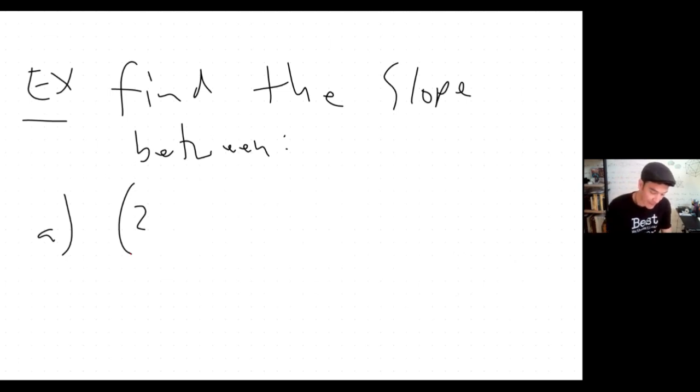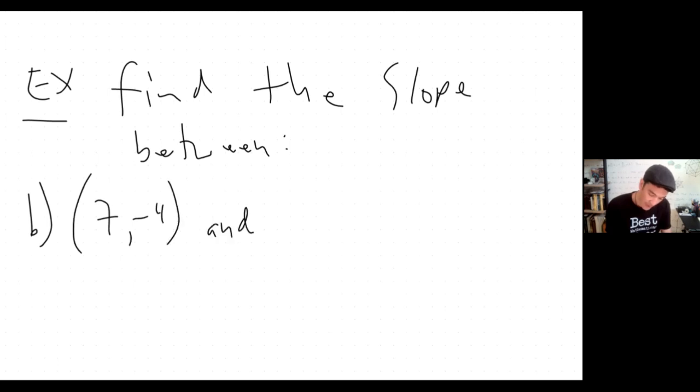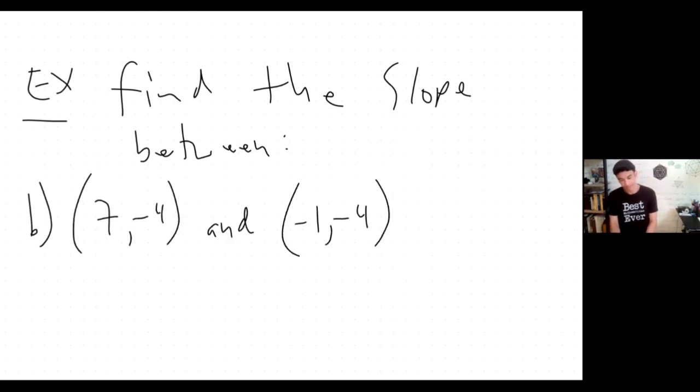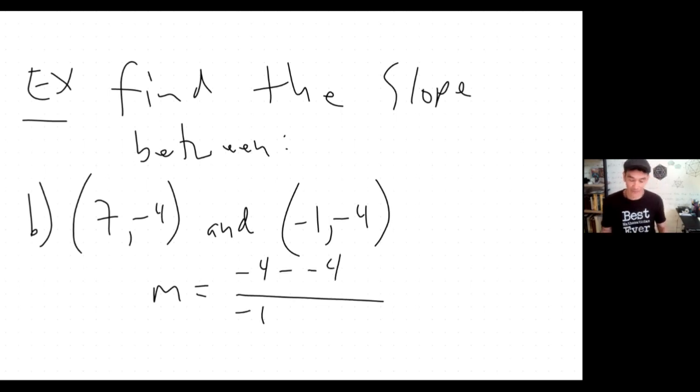So for example B, let's say you have these 2 points. Let's go with 7, -4 and -1, -4. Well, you can label them if you want. x1, y1, x2, y2. You don't have to, but you can. And if you plug stuff in, you would get back -4 minus -4 over -1 minus 7. So here we would get back 0 divided by -8. Type that into your calculators. It, of course, would be 0.